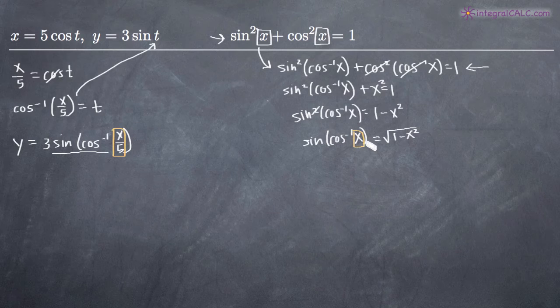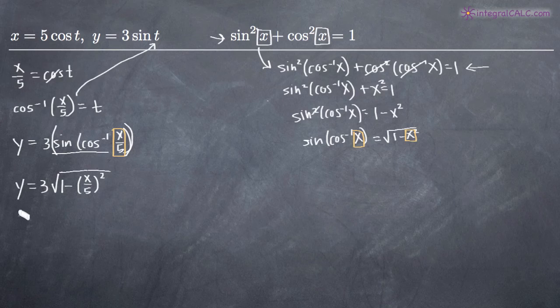Knowing that, in our particular case, we have x over 5, which is going to be equal to x using this formula. So we're going to plug that in to this right side here for x. And when we do that, we'll get y equals 3, and then this whole piece here is going to be transformed with the formula. So we're going to have 3 times the square root of 1 minus x over 5 squared.